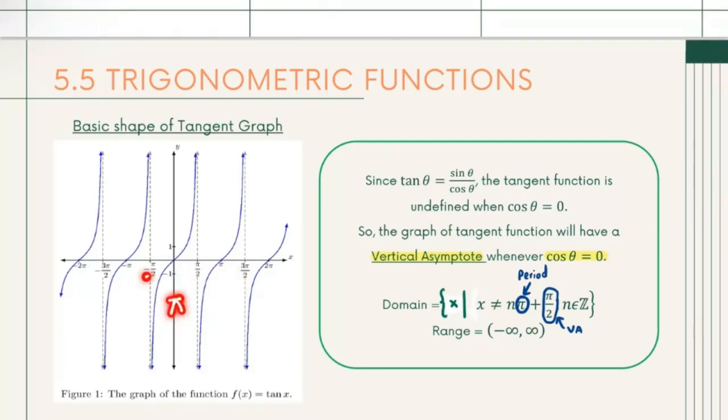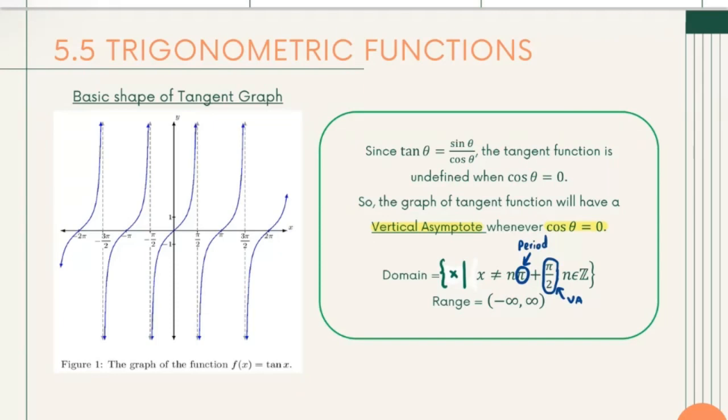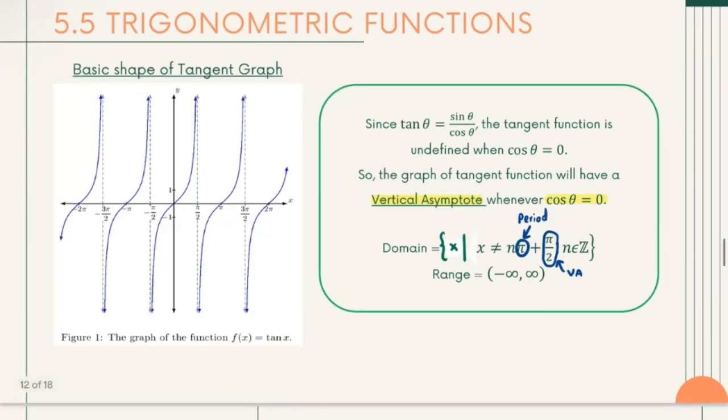Kalau tengok negative pi over 2 tambah dengan pi, kita akan dapat pi over 2. Pi over 2 tambah dengan pi, kita dapat 3 pi over 2. Okay, and then pi over 2 ini adalah the line for our right hand side untuk our vertical asymptote. Okay, then kita tengok range. Range kita, graf kita berada di sepanjang negative infinity until infinity. So dia opposite lah. Alright.